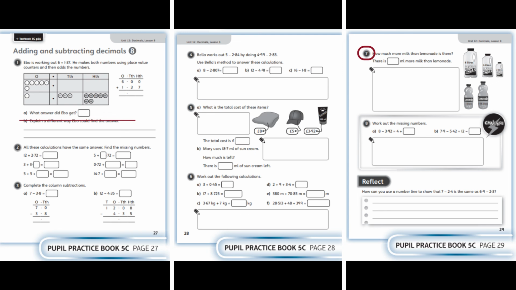For number 7, I just wanted to point out that it's a two-step question. First, you have to find out the total amount of milk and the total amount of lemonade before you can find the difference. So you're going to have to add and then subtract. Finally, number 8, the challenge. Today it's actually quite simple. It's just balancing number sentences. All you have to do is find what the one side is worth that has all the information and then make the other side equal the exact same thing.